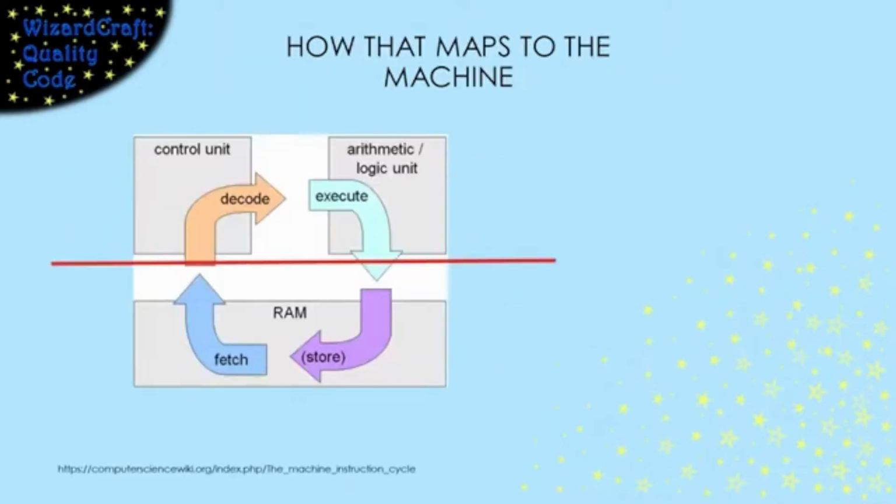This cycle is so innate to how the CPU behaves that the CPU actually has components related to it. The CPU has a control unit that does the decoding of the instruction and an arithmetic logic unit that does the execute. So, the CPU is the part of the diagram above the line. The CPU has to talk with the RAM, or the memory, to store the information and to fetch the next instruction.